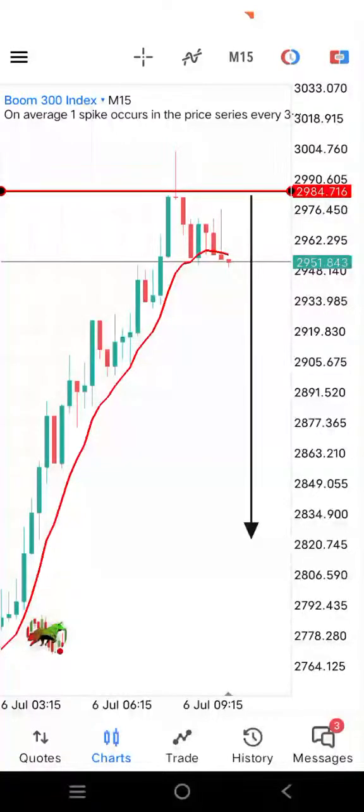Let's see how long it goes, so you guys will learn with confidence with this example. Am I right? Each time a hammer appears under this moving average, it has strength. It's valid. It's powerful. You guys must focus on it.